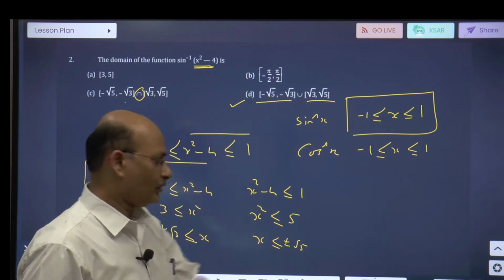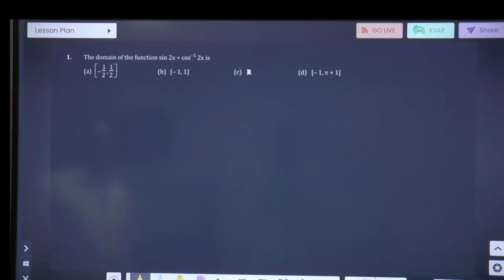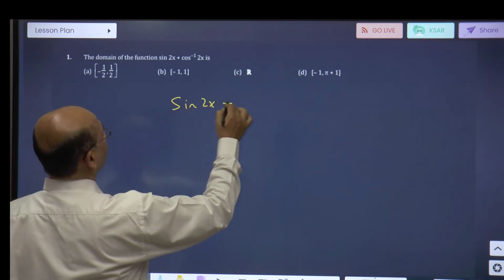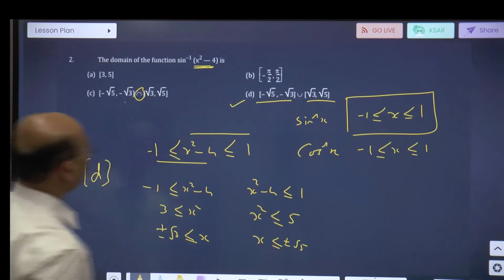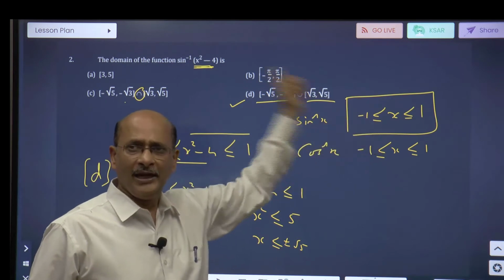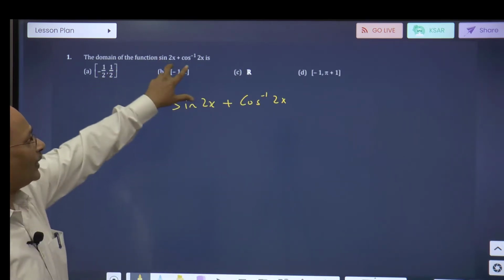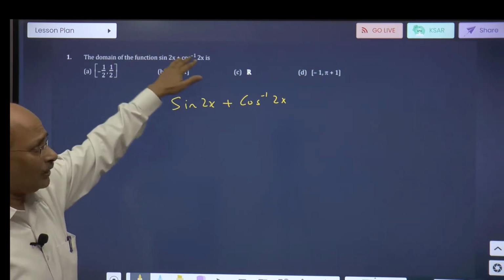Hello, are you getting it now? Yes. Next one. The domain of the function. Now look at the function. Again, this is a combined function. What is the difference between this sum and the previous sum? In this sum they had given one single term, so I could compare it directly with x and work it out.